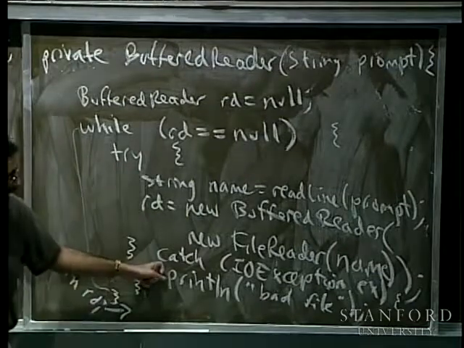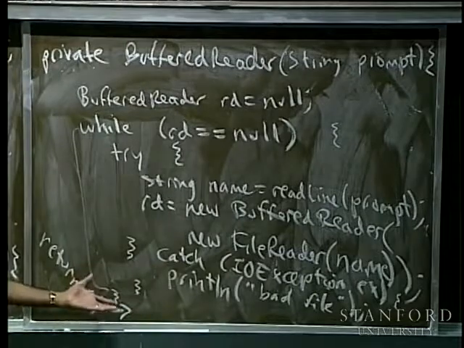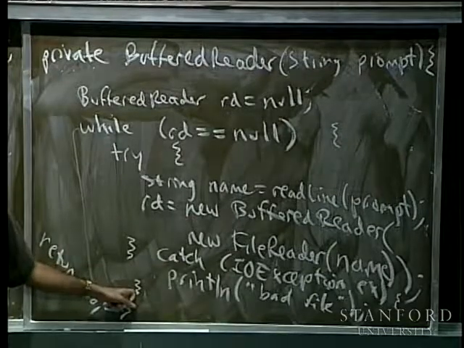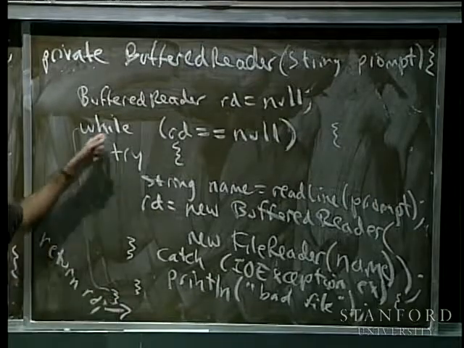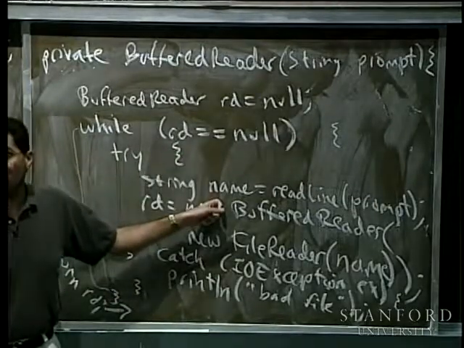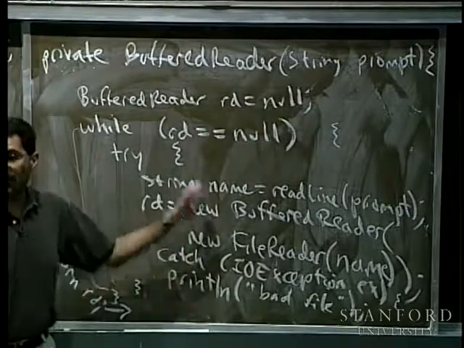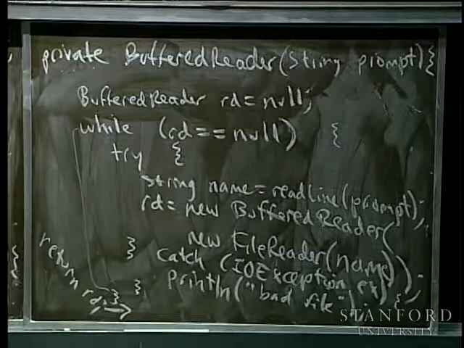What does the exception catcher do? It says, hey, bad file, buddy. And then it's done, right? It just reaches the end of the catch part, and execution continues. So it comes to the end of the while loop, comes back up here, and RD still has the value null, so it asks the user, hey, enter a file again, and tries to do this whole process again, and you'll get out of this loop when buffered reader actually gets a valid object.